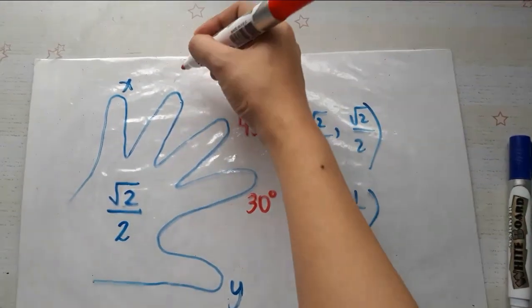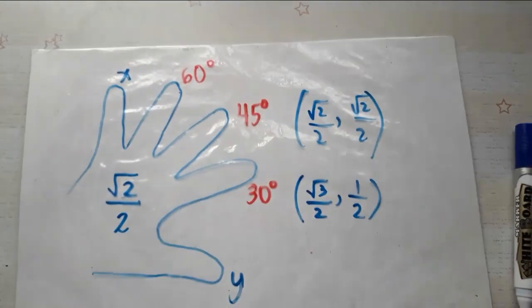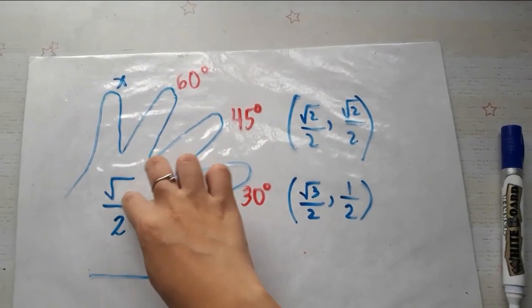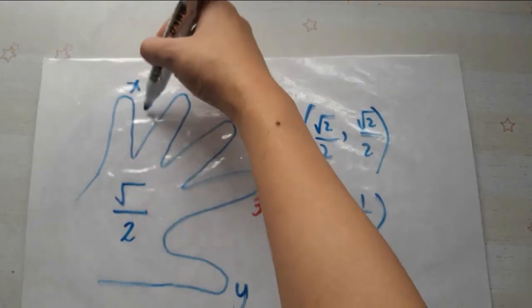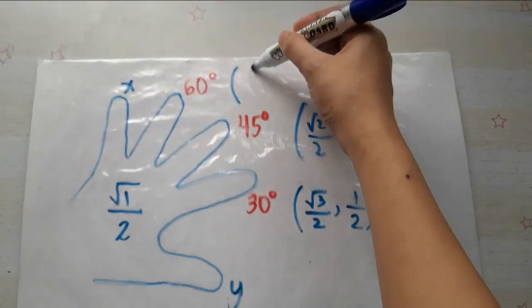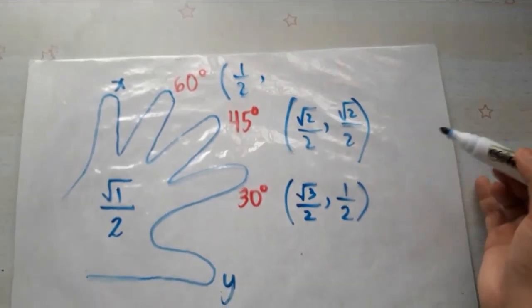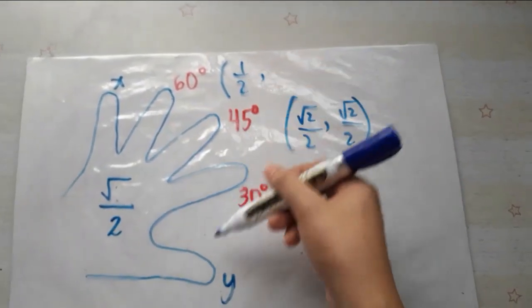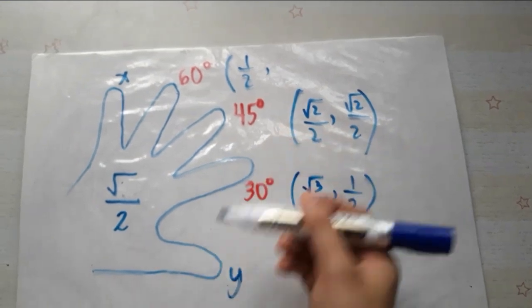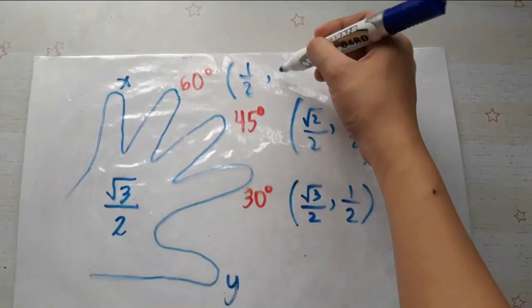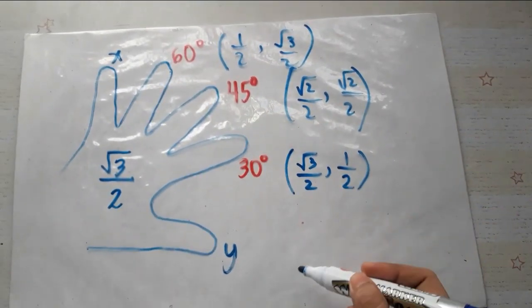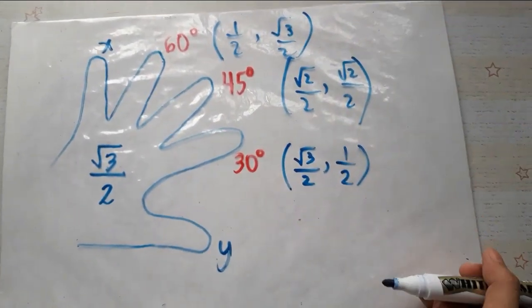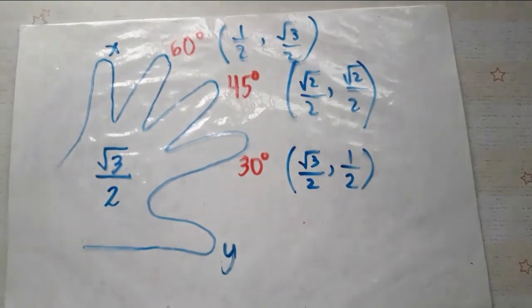And lastly, we have 60 degrees. Alright, so let's replace this. Let's count first. For the x coordinate, we have 1 finger left. Square root of 1 over 2 is also the same as 1/2. And then down here, 1, 2, 3. So you have the square root of 3 over 2. So these are the coordinates of the different reference angles, 30, 45, and 60 degrees.